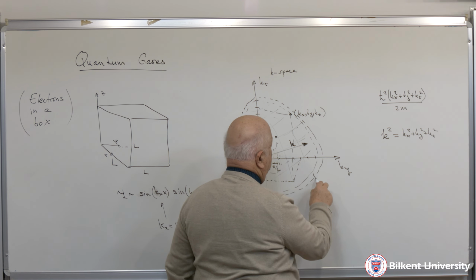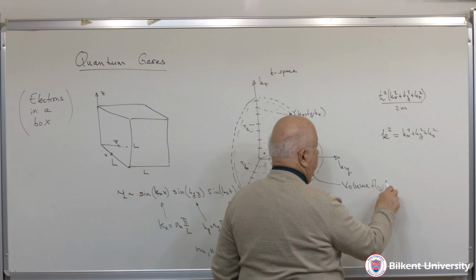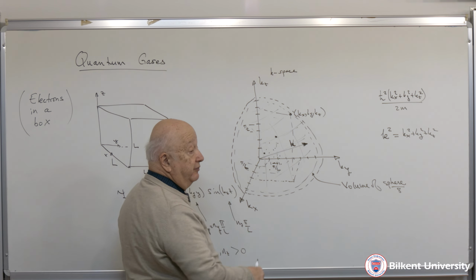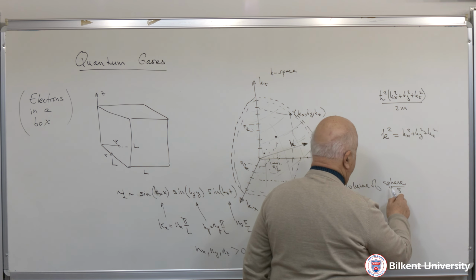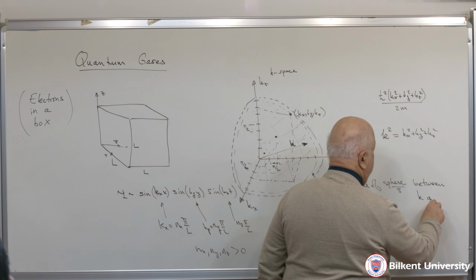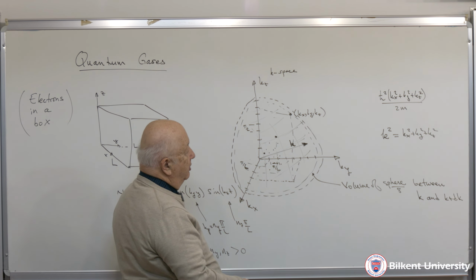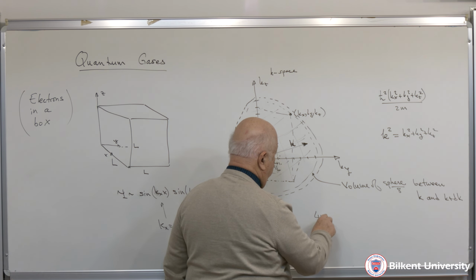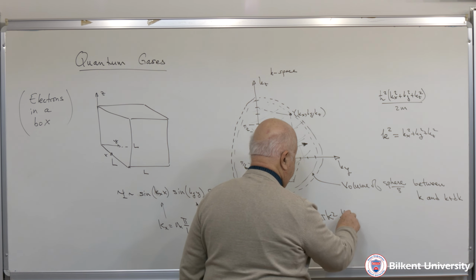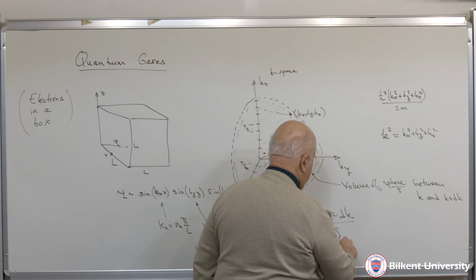Volume of a sphere, actually sphere over 8, right? Because I'm just looking at the positive stuff, between k and k plus dk. So how much will that volume be? Well, if it were a full sphere, I would get 4 pi k squared, which is the surface area of the full sphere, multiplied by dk, right? So I have 1/8 of that. So that's that.